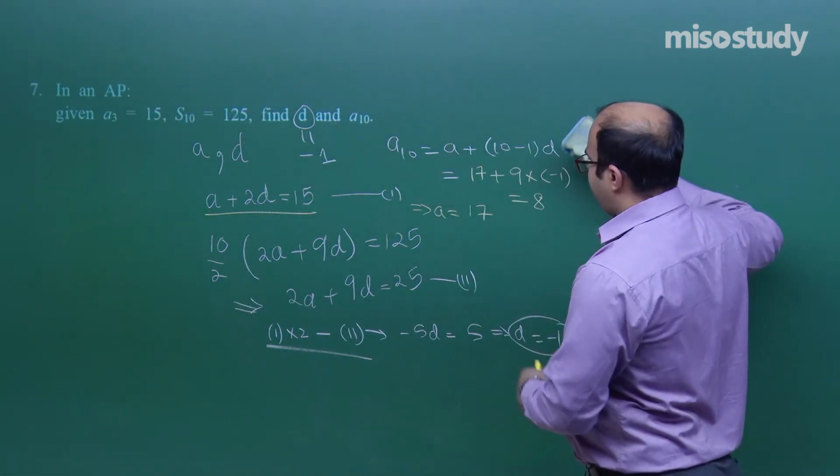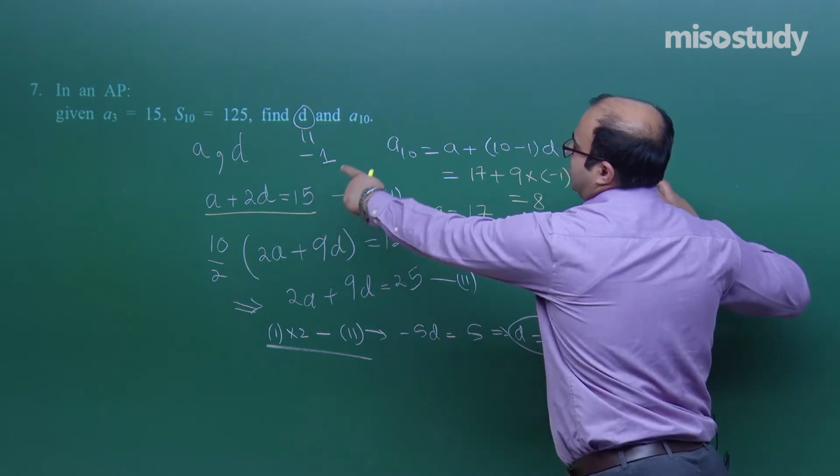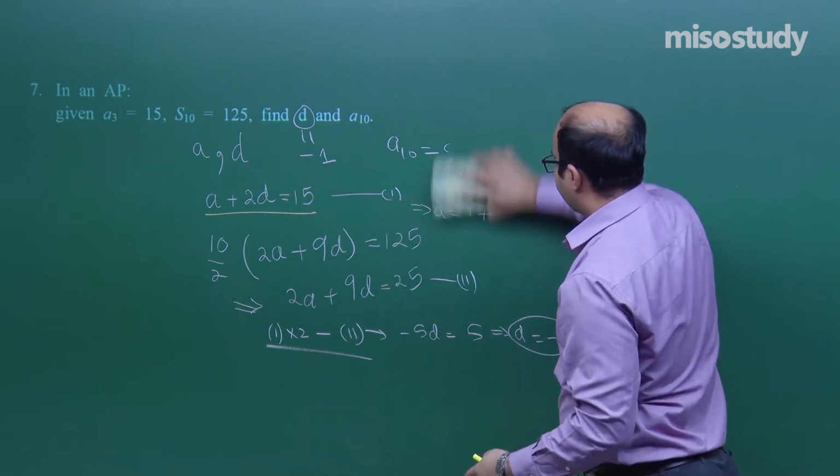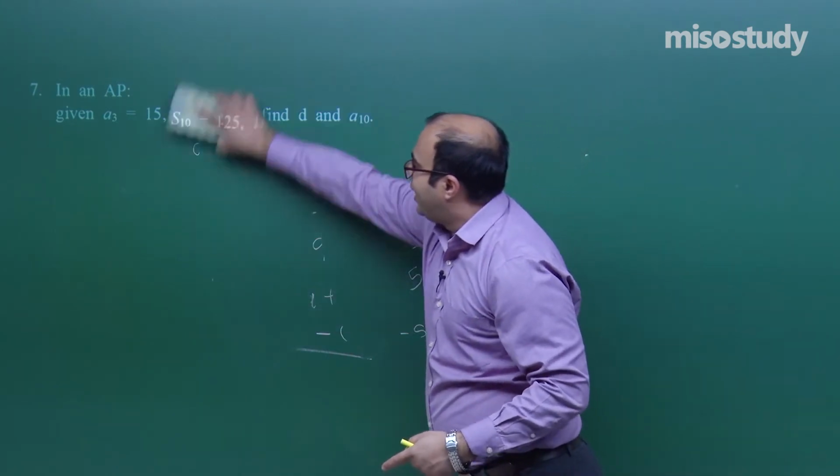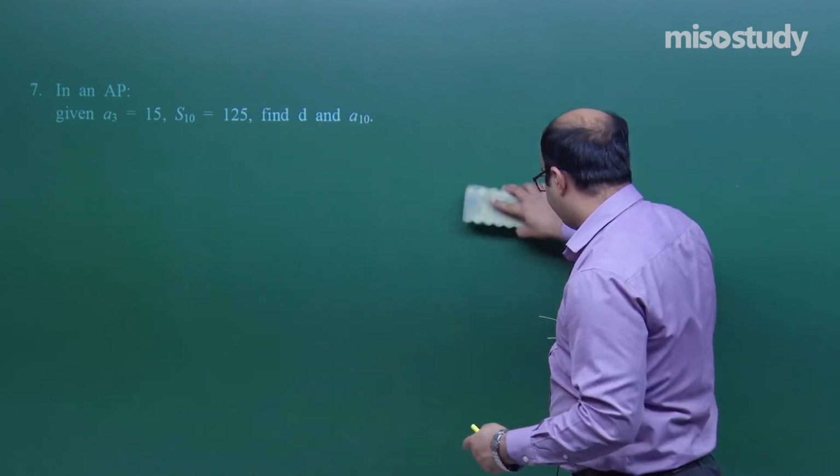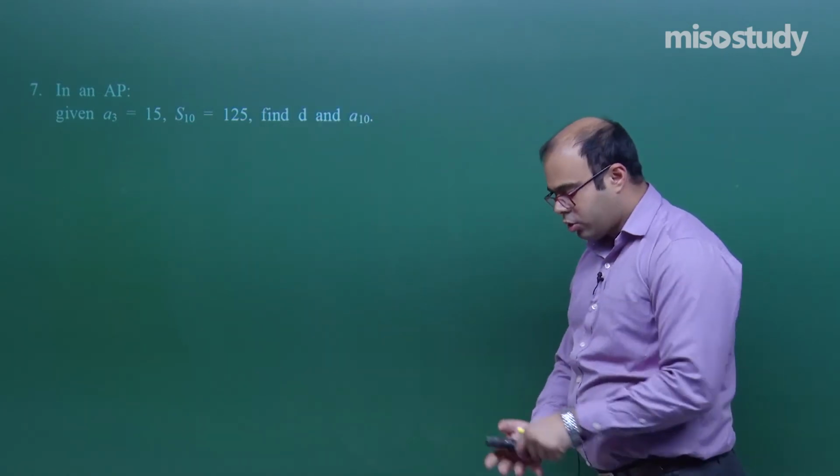So both the answers we have got. The d is minus 1 and the 10th term is 8. Now let us come to the next question, that is the 8th question. Let us see the 8th question.